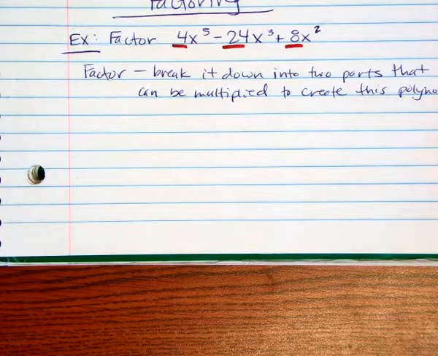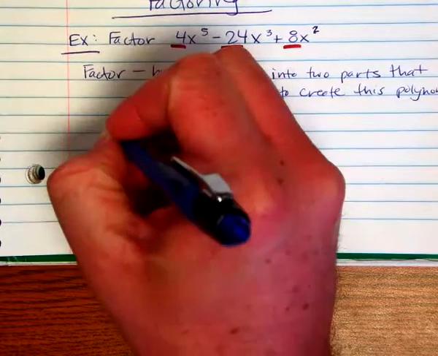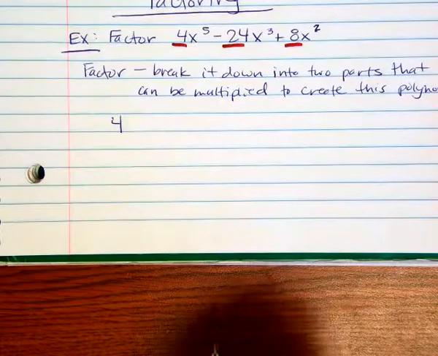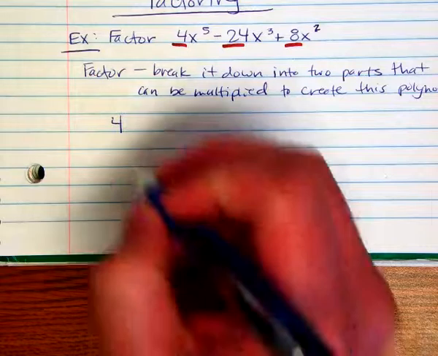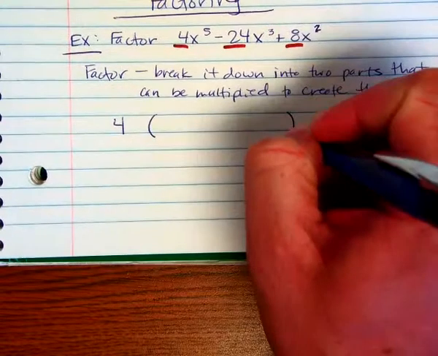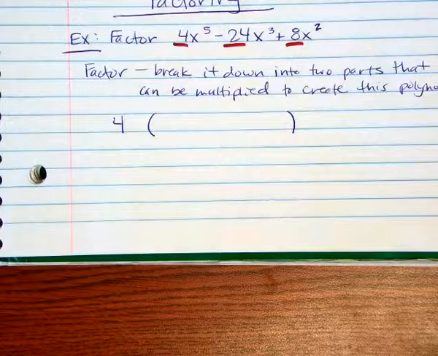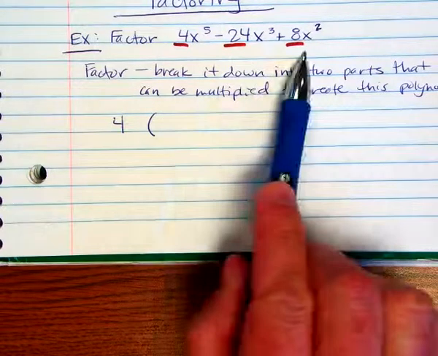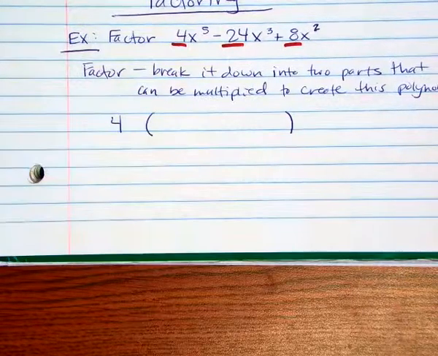Because these are all multiples of 4, I can factor out a 4. So go ahead and write a 4. We're going to skip a little space for the variable and then put the parentheses. And make sure you leave enough parentheses to write down the same thing that we had already written before.